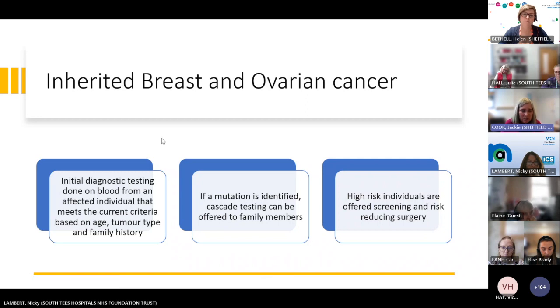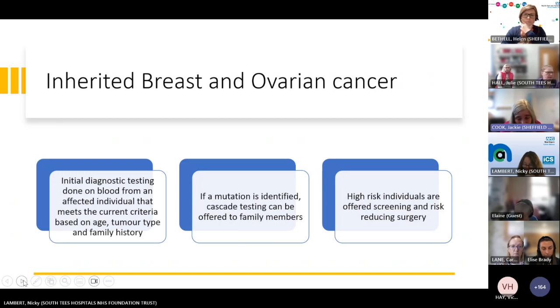And when that likelihood goes above 10%, then we will offer them diagnostic testing on a blood sample to see if we can identify anything in the gene. If we can, then that enables us to do what we call cascade testing for all the other family members to see within that family who has and who has not inherited that gene mutation. We have to know what we're testing for. So we have to have identified the mutation in an affected woman before we can do any testing of unaffected family members.